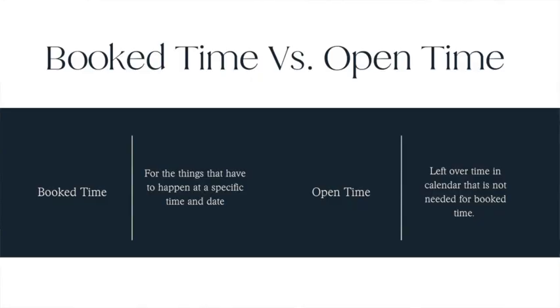The next thing we want to look at is book time versus open time. Book time are for the things that have to happen at a specific time and a specific date, whether that's appointments or things that have deadlines and need to be completed by those dates. Maybe it's just the time you have to pick up your kids every day.